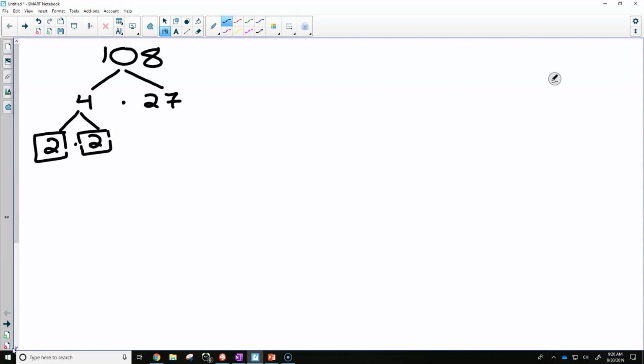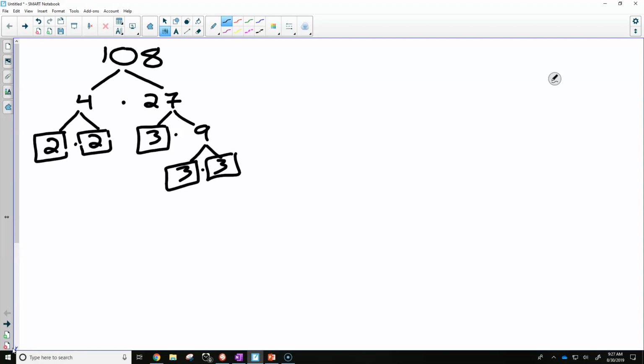Alright, we're going to begin again. 27, how am I going to break it down? We divided it by 3 and got 3 times 9. Is either one of those prime? Yes. 3 is. Okay. What about 9? We divided it by 3 and got 3 times 3. And is either one of those prime?